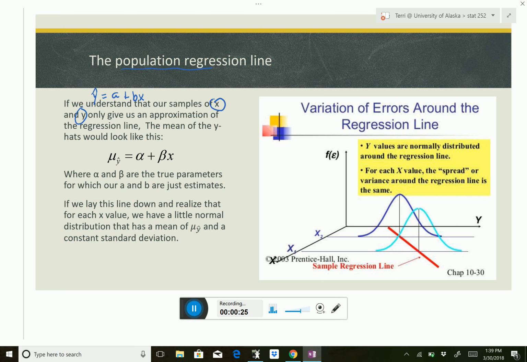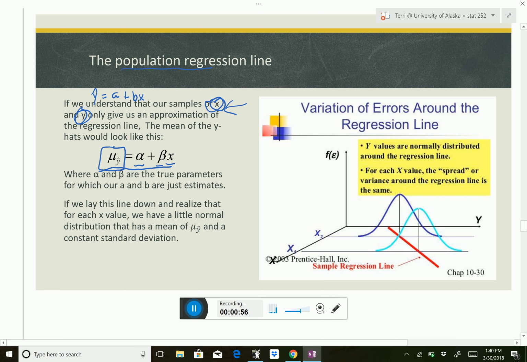So what I want you to think about is that we have the mean of the y hats. If I got a different x and y, I would get a different regression line. If I went out and took another sample, just like everything else, our sample is going to be a little bit off. So our population regression line actually looks like this. It's the mean of the y hat: mu of y hat equals alpha plus beta x.